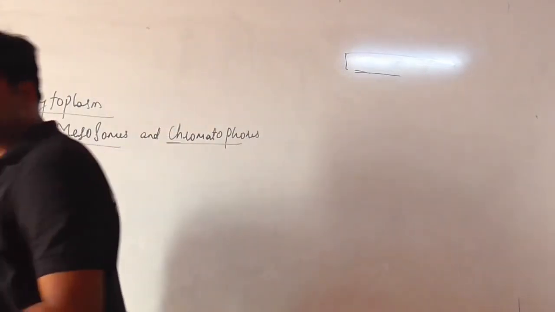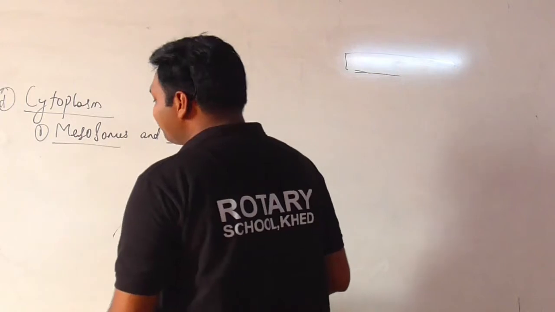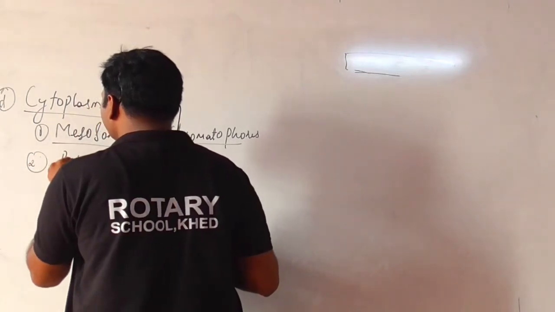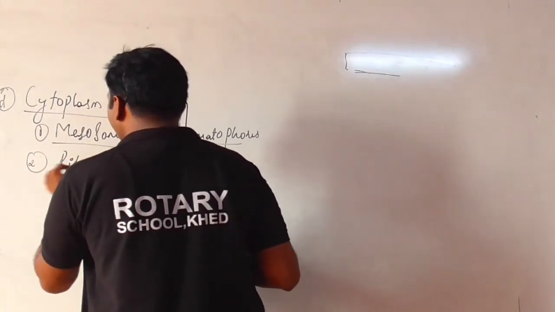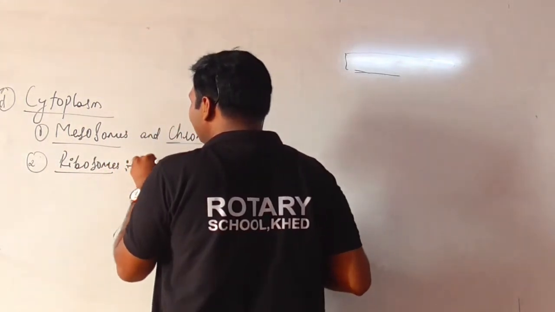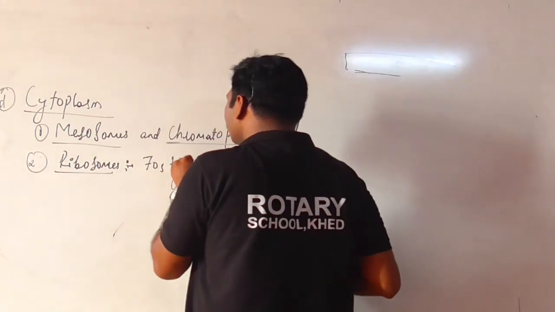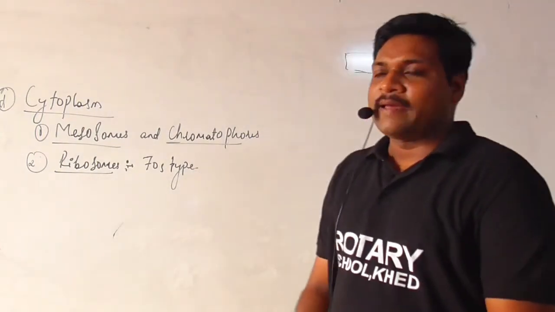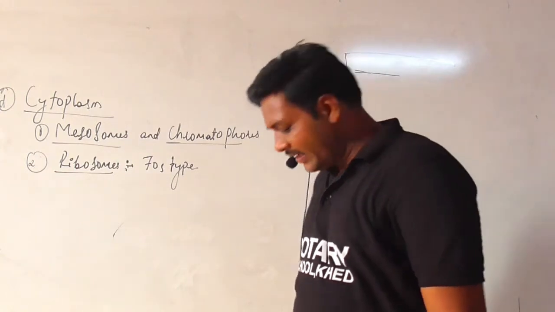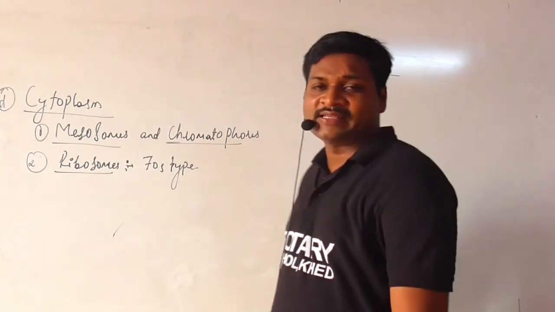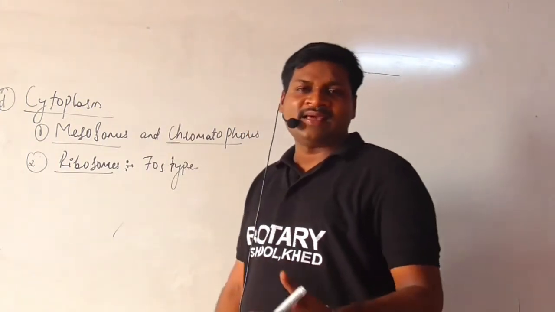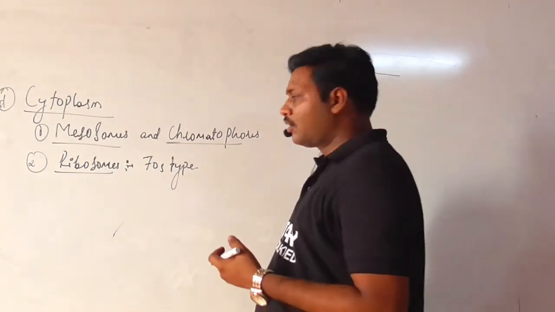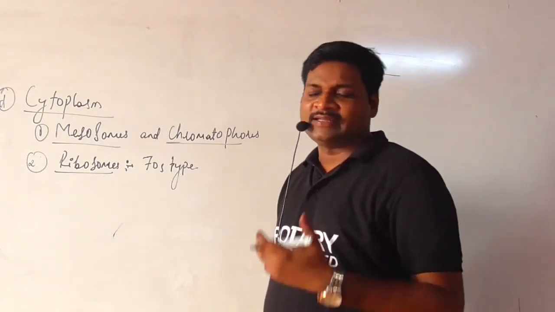Now next, within the cytoplasm of the prokaryotic cell, there is a presence of other cellular organelles such as ribosomes. Ribosomes are 70S type. As I told you previously, depending upon the sedimentation coefficient, ribosomes can be categorized as 70S and 80S. The 70S type of ribosomes are found in the prokaryotic cell. Ribosomes play a great role in the formation, or synthesis, of protein.